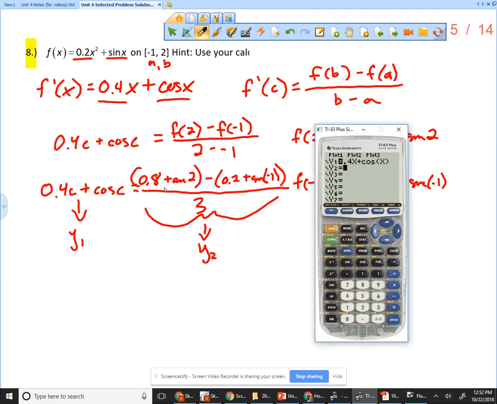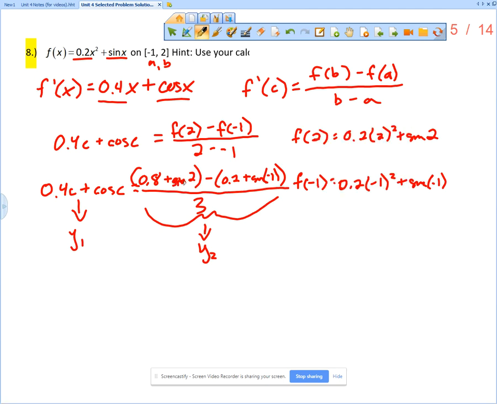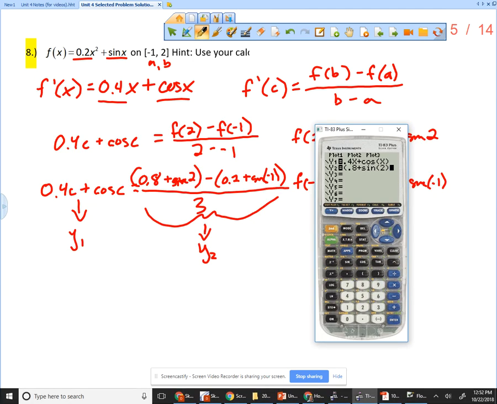Then I go to my y2, and I'm going to type this other thing. I'm going to use parentheses for the numerator. So 0.8 plus the sine of 2. In my work there, it looks like I wrote tangent, but I think that's plus sine of 2. Now I'm going to subtract 0.2, so minus 0.2, and then also subtract the sine of -1. Then I have to close the parentheses on the numerator and divide it by 3.